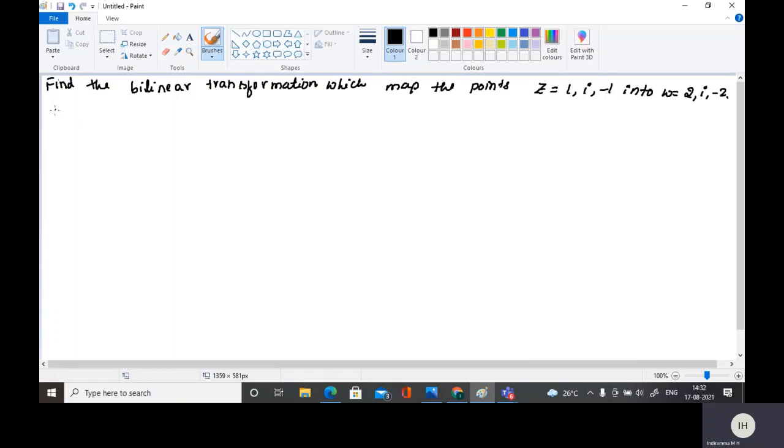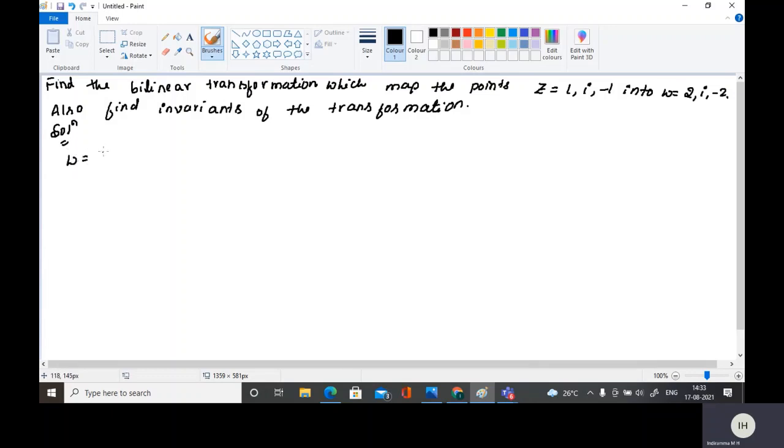I will tell you what is the meaning of invariance of the transformation. First, I will find the bilinear transformation for the given set of points. The points are given as z is equal to 1, i, minus 1 and w is equal to 2, i, minus 2.